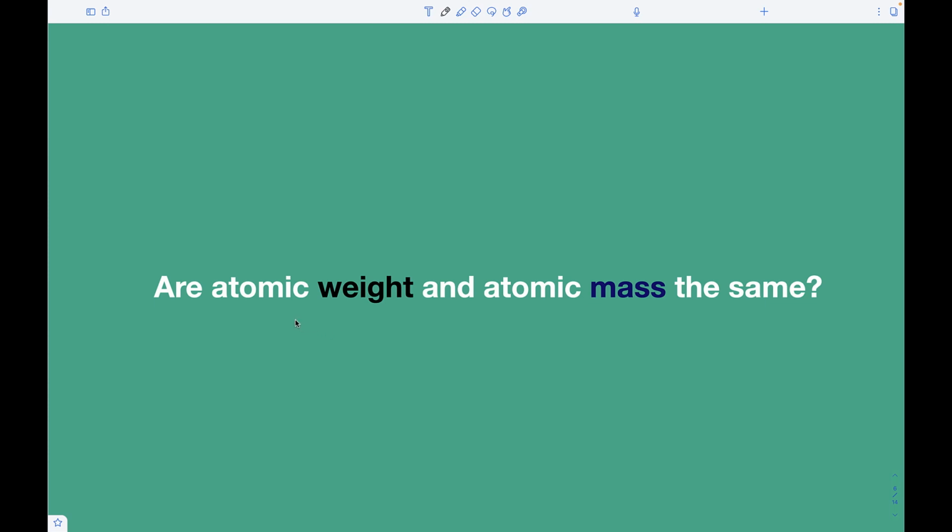Friends, there seems to be a lot of confusion with terms like atomic weight and atomic mass, and some even say that they are one and the same. But are they the same? Let us see. Let us pick a number, say like 72.